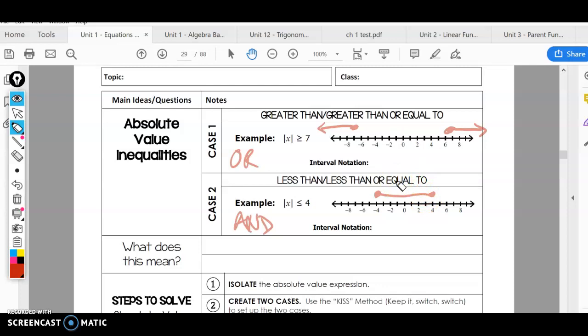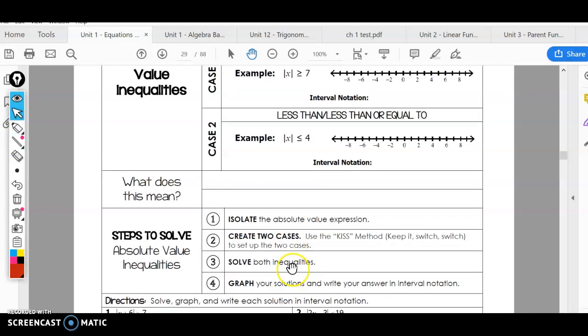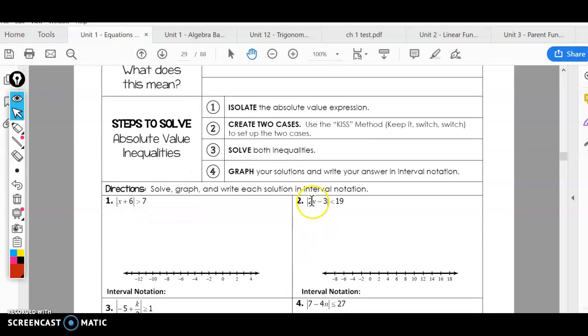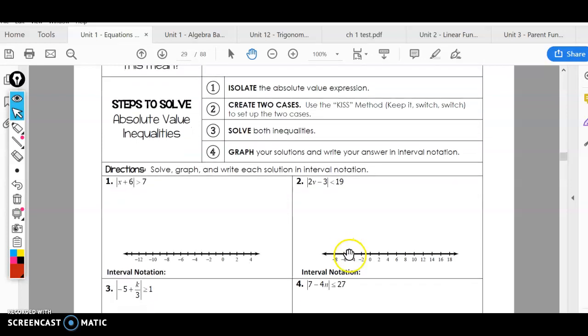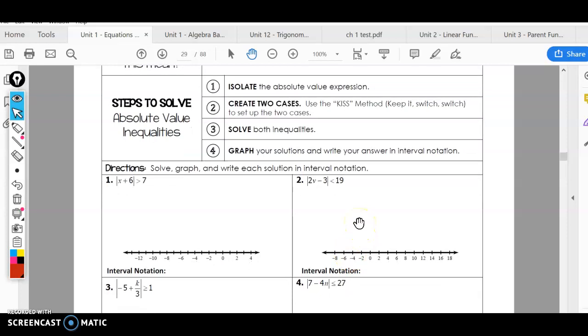So, how does this apply to more complex absolute value inequalities? You're going to follow the same steps that you did with equations. You're going to isolate the absolute value expression again. You're going to create two different cases. You're going to solve the inequality and then graph your solution.